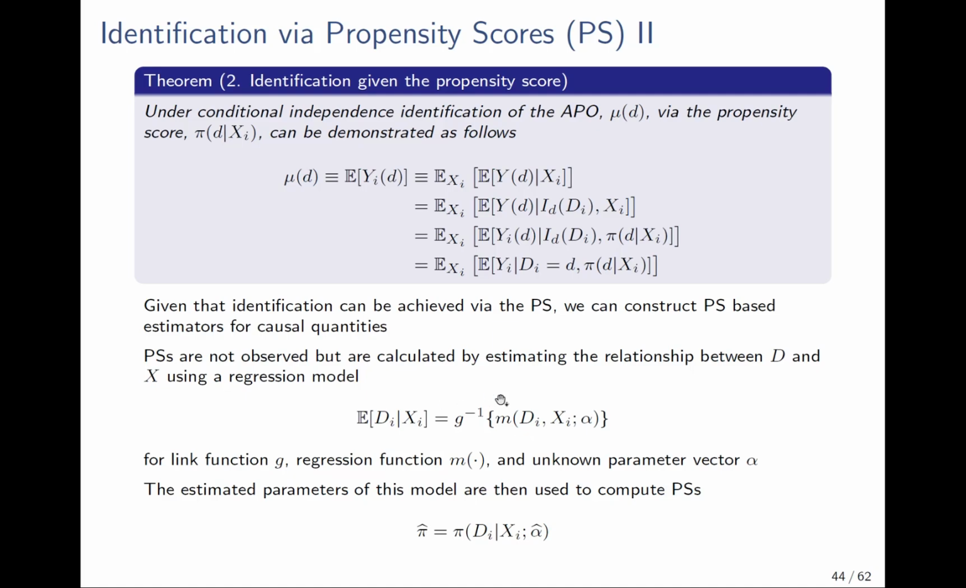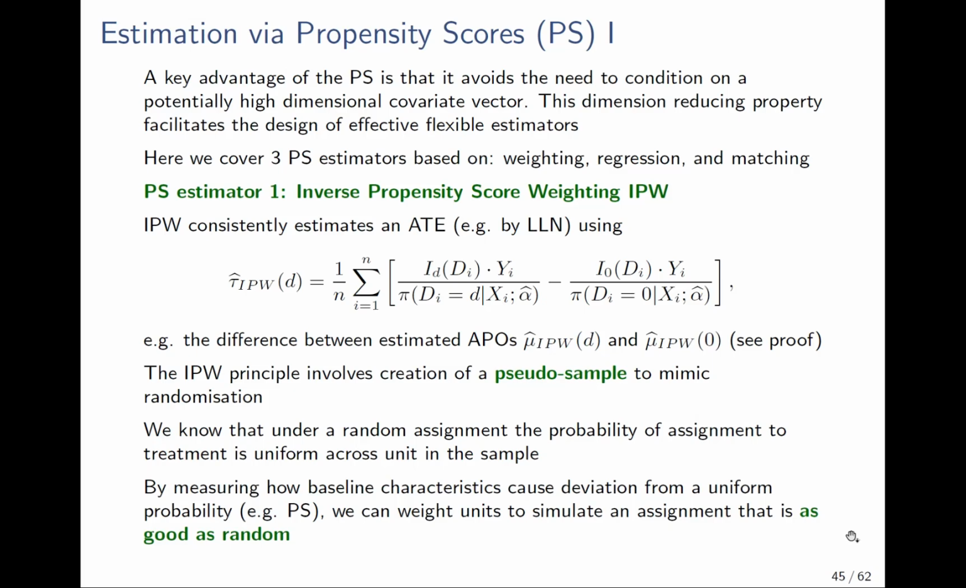And the estimated parameters of this model are plugged in to give us our estimated propensity score. That's how we compute the propensity scores themselves. So once we have our estimate of pi, the estimated propensity score, we can use it to then go on and estimate causal quantities, average treatment effects, and average potential outcomes.